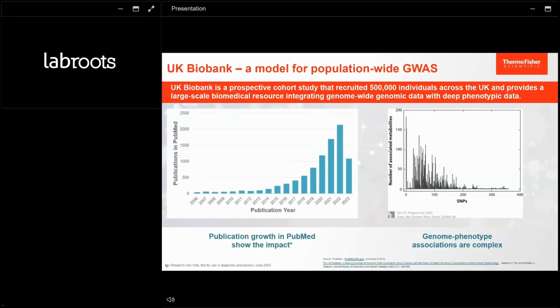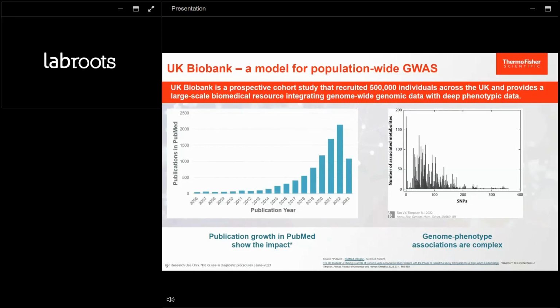But it has really helped us understand the link between people's environments, their demographics, their metabolic rates, and their genotypes. The graph on the right shows the example of what's known about the number of metabolites versus the number of SNPs. And one of the conclusions that came out of the study was that the interaction between the genome and the phenotype is very complex.